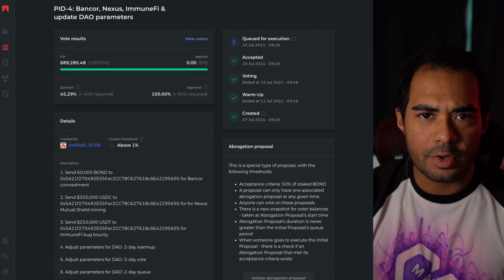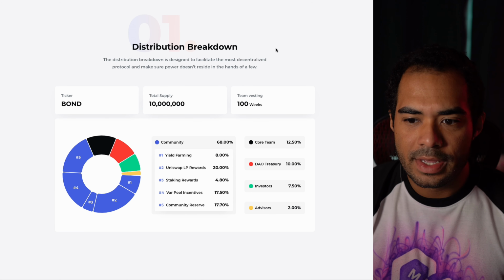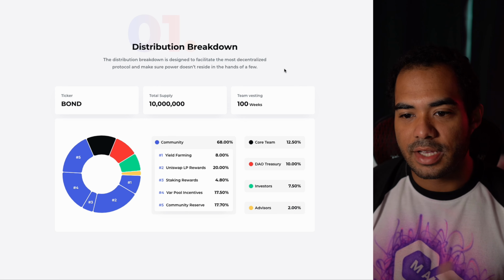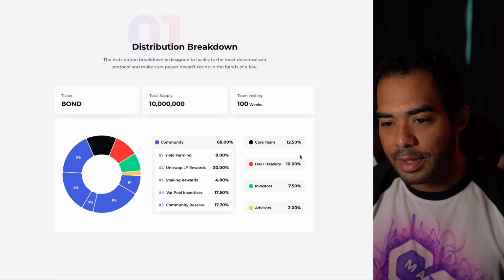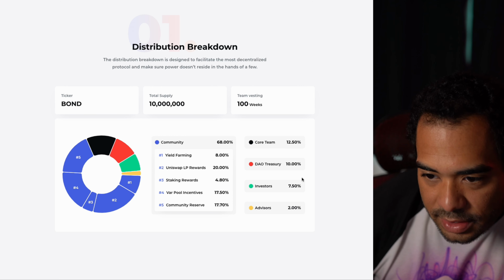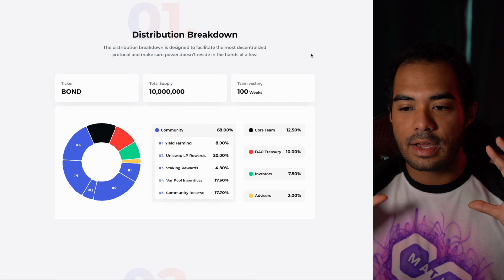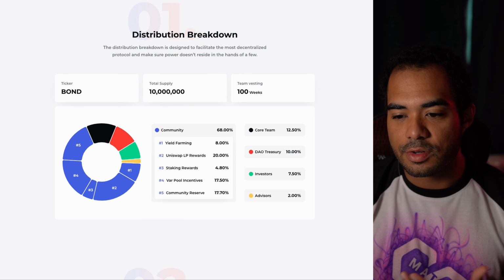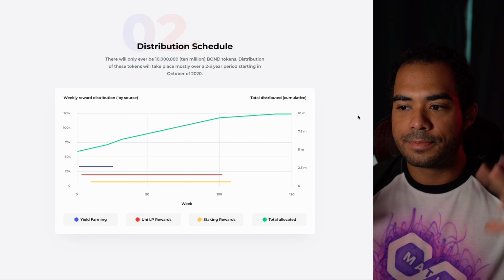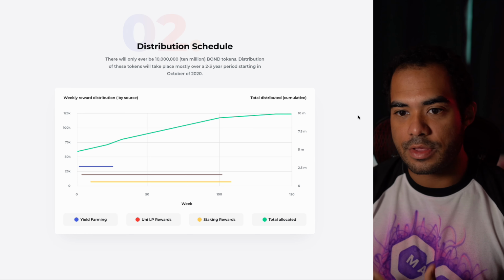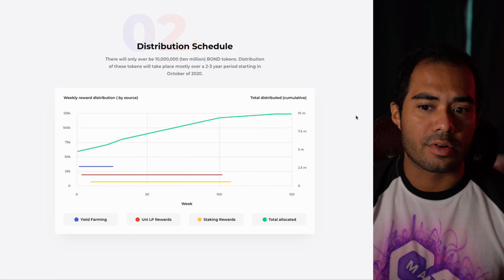And then in terms of the token distribution, really just bringing this up because it's plain on their website, and I actually really like that it's very transparent. When they first came out, about 68% of the actual bond tokens went to the community, 12.5% is going to the core team, about 10% to the DAO treasury, 7.5% to investors, and about 2% to advisors. So obviously, I love the fact that it's really transparent. You can even see a distribution schedule down here, which I'm not really going to get into, but I do love that they're open and just honest about especially how the tokens are coming out, because it's obviously always a big point of contention with a lot of these DeFi protocols, especially nowadays.